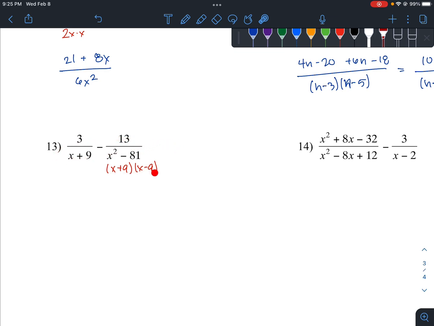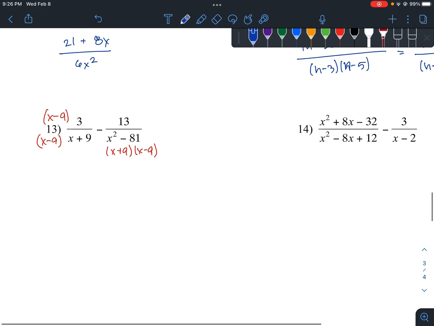If I do that and multiply this side by x plus 9, it's going to be very, very ugly. Because if I factor it, I can see that this already has x plus 9, which is the same factor over here. So to get a common denominator, all I need to do is multiply this by x minus 9 and x minus 9. So that's all I need to do to get a common denominator. So my common denominator is x minus 9 and x plus 9.